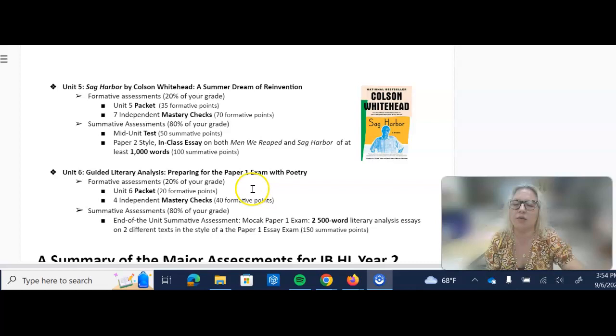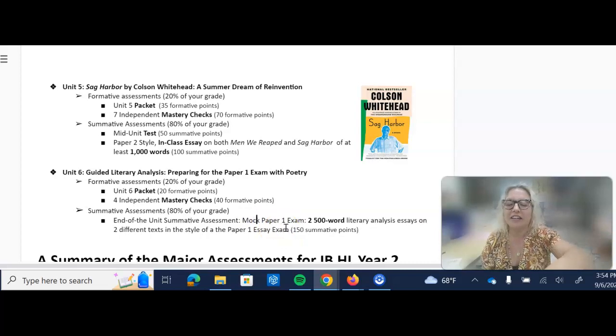We've got a packet, 4 mastery checks, and a summative assessment, which, that's supposed to say mock rather than MOSAC. Paper 1 exam, 2 500-word literary analysis essays on 2 different texts in the style of a Paper 1 exam. And so Paper 1 is a very different exam than Paper 2, but you know what? Let's get there when we get there, Semester 2, okay?